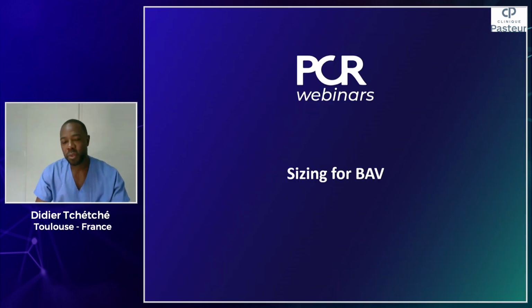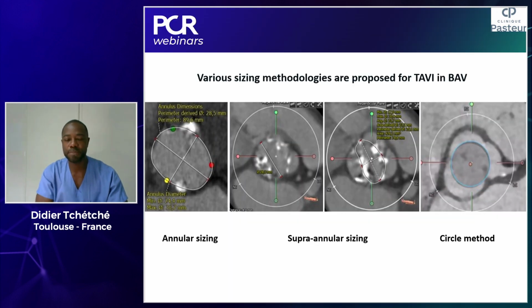So after that issue of selection comes the issue of sizing for bicuspid aortic valves. And sizing is really the core of the thinking process when it comes to planning the procedure, making sure that we're going to be able to select the appropriate device, the appropriate size of device, and the appropriate technique for a particular patient. Every single bicuspid aortic valve is different, so we need to really tailor the device and the treatment to our patient.